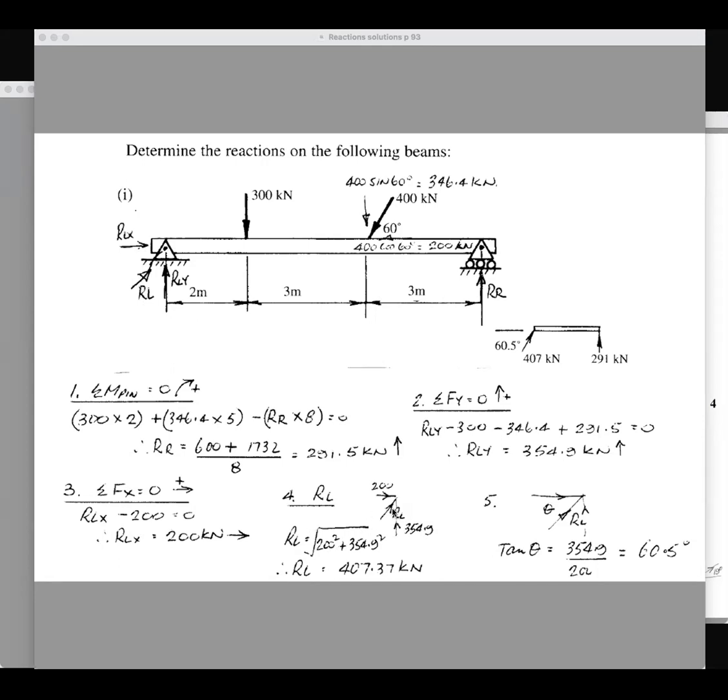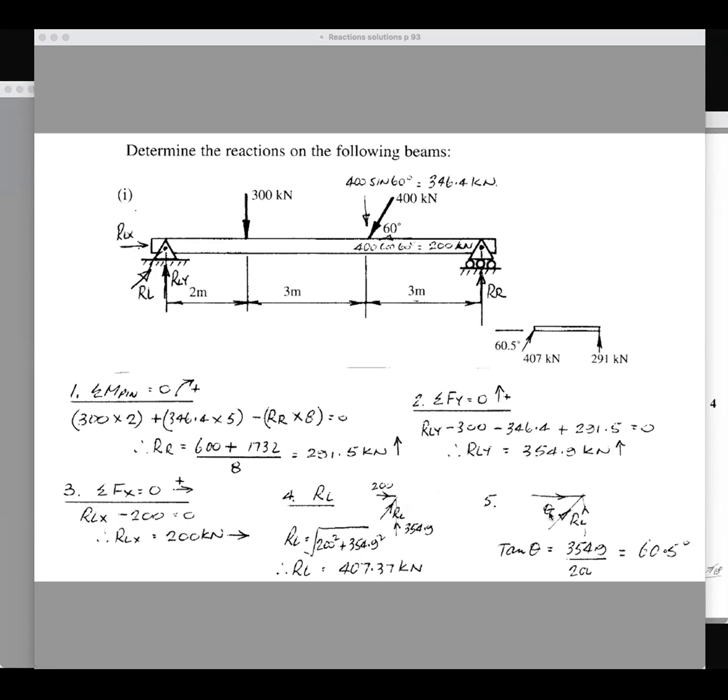So you've got this set up here. You've got 354.9 and 200 there. So that squared plus that squared equals RL squared, and you take the square root. And so you get 407.37. So RL is 407.37 kilonewtons. But that's not all. You've got to find the sense and the direction, and you know the point of application.